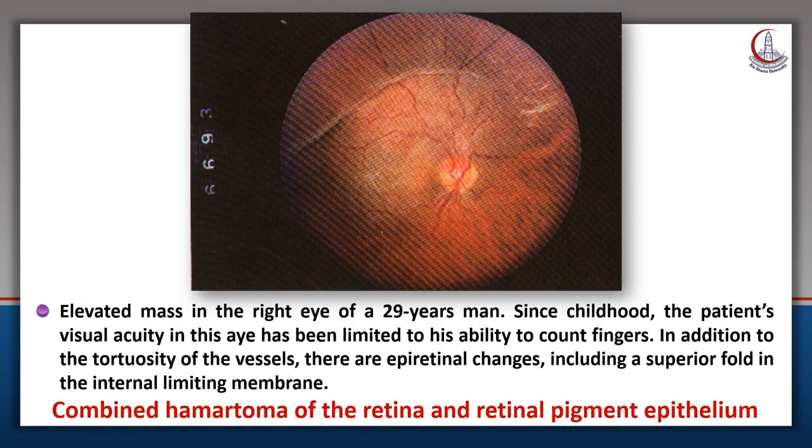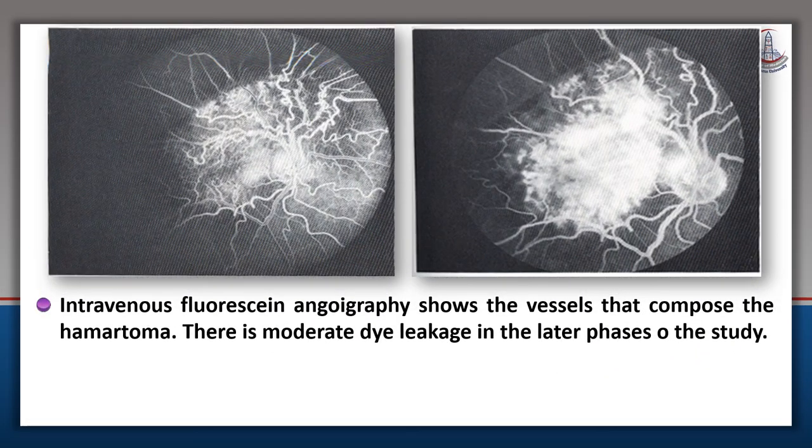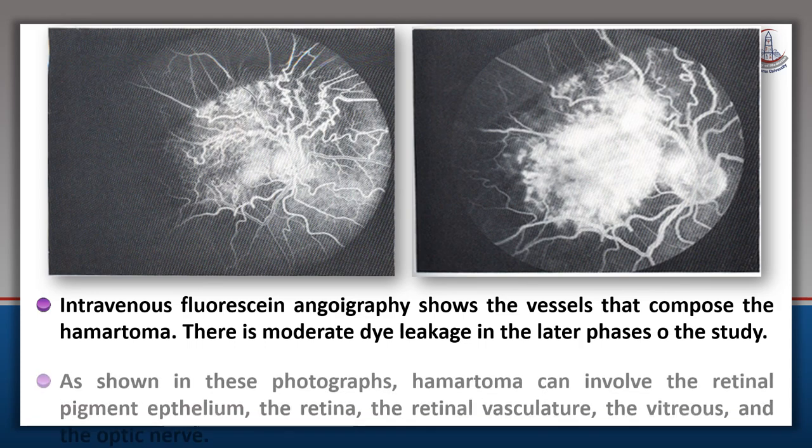Another rare cause of leukocoria is a combined hamartoma of the retina and retinal pigment epithelium, which can be associated with neurofibromatosis. In this 29-year-old man, who has had the lesion since childhood with poor vision, counting-finger vision in this eye, the examination shows vascular retinal changes and a superior fold of the anterior retina. And this is the fluorescein angiography. It shows late leakage.